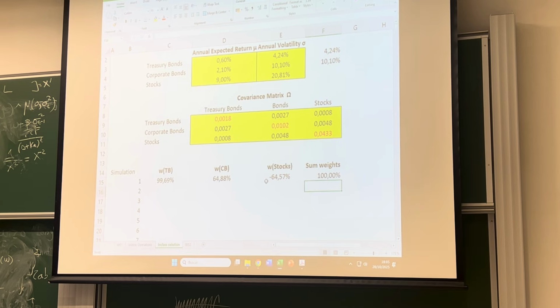This guy is betting that the market is going to lose 9%. He will be losing and expecting 9% because he's selling the stocks. So he will lose 9% in order to buy things that give 2% or 0.60%. The total expectation of this portfolio is going to be negative. Press F9.